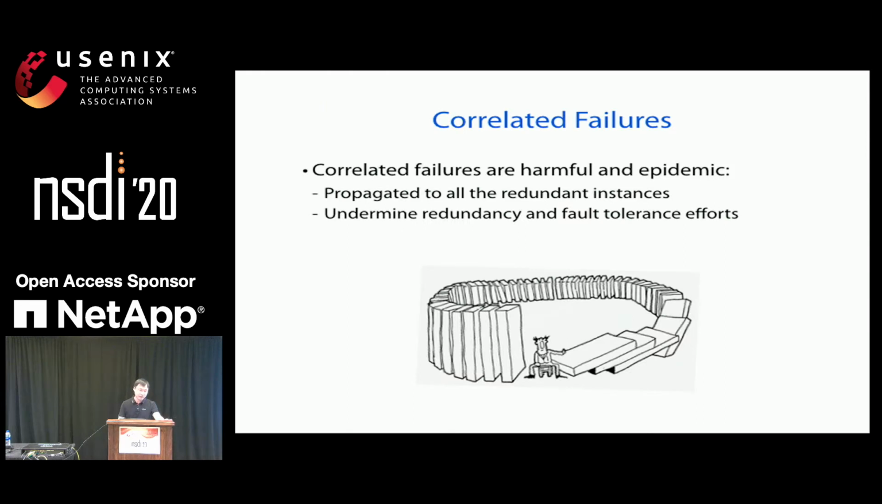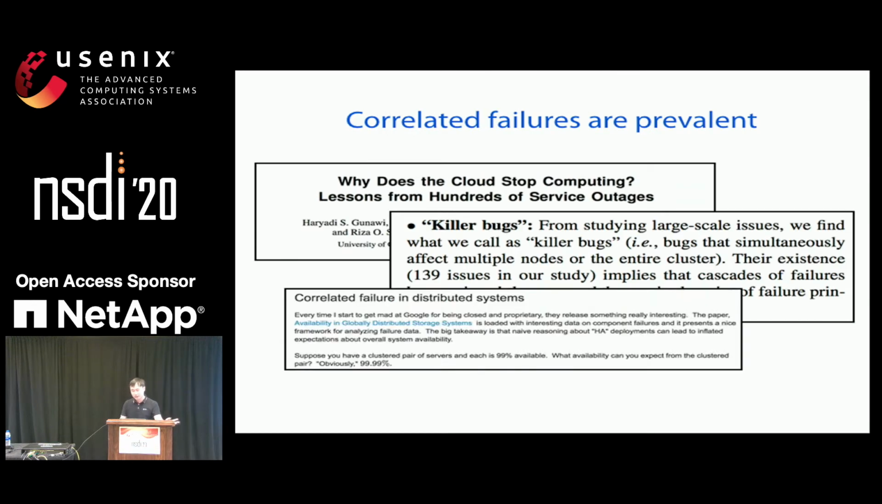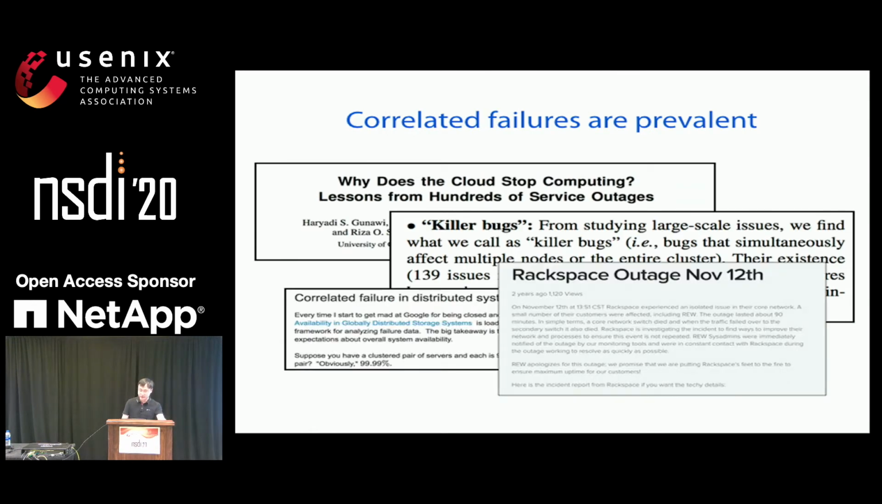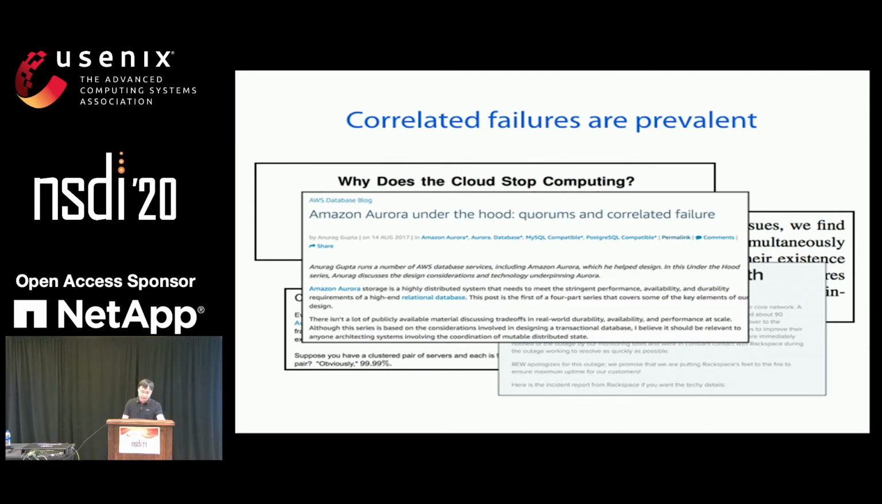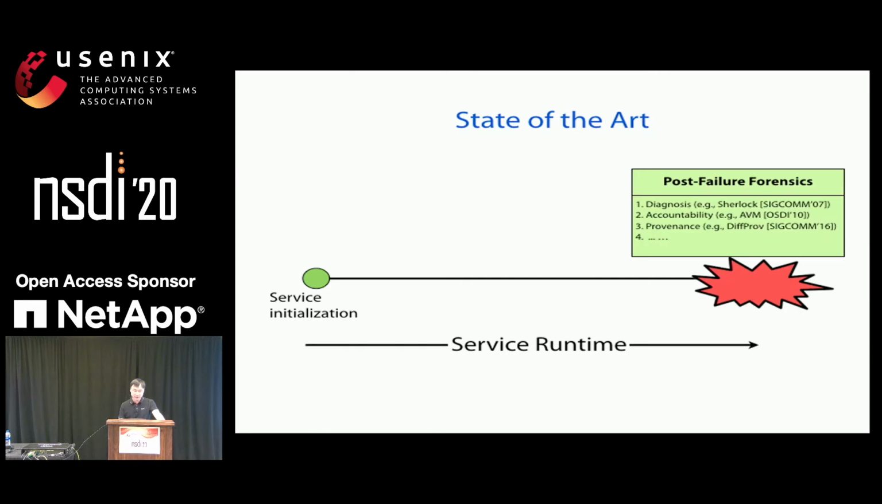Correlated failures are harmful and epidemic. They can propagate to all the redundant instances and undermine your fault tolerance efforts. Existing efforts have demonstrated that a lot of cloud-scale outages today were caused by correlated failures. And what is the state of the art? Can it help? Here's a typical service runtime. At the beginning, we initialize our service, and at some point, failures occur.